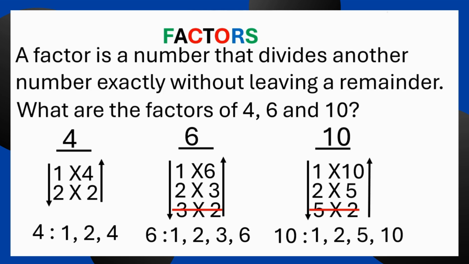And each of these numbers can divide 10 and leave no remainder. So 10 divided by 1 gives us 10. 10 divided by 2 gives us 5, it leaves no remainder. 10 divided by 5 gives us 2 and leaves no remainder. And of course, 10 divided by 10 gives us 1 and leaves no remainder.